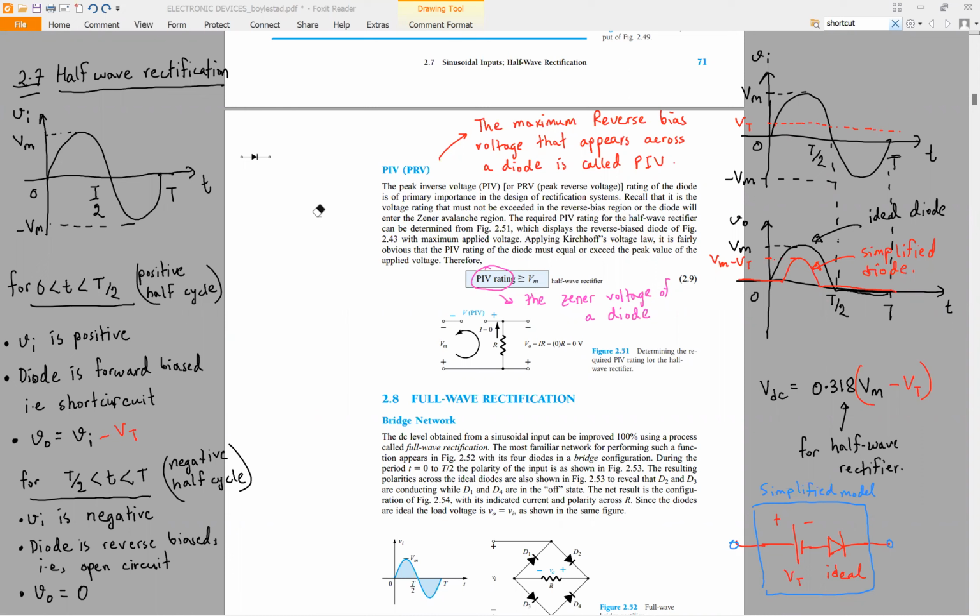So in the exam, if you are asked to explain the operation of a half wave rectifier, then you need to draw the circuit and explain by showing the input curves and the output curves, and what happens when the input is positive and what happens when the input is negative. And why is it called a half wave rectifier circuit?